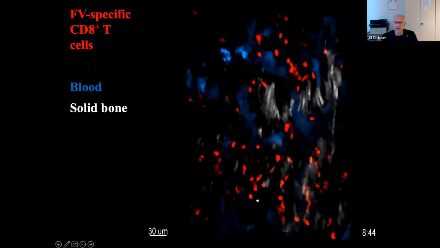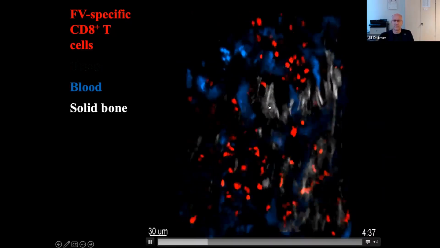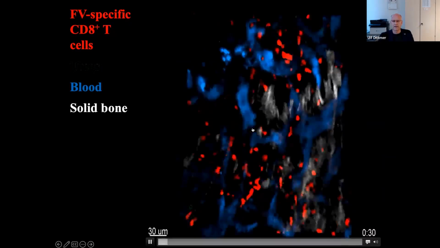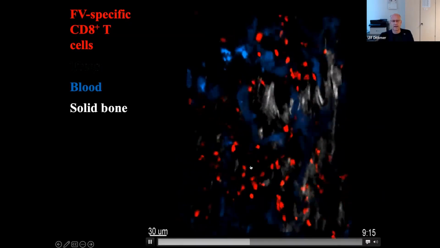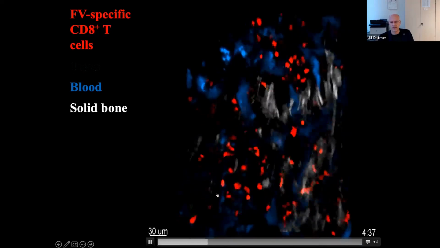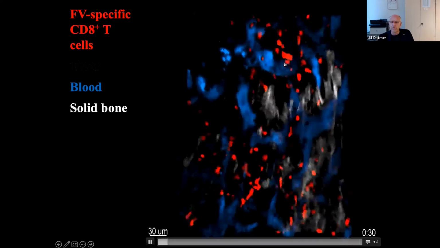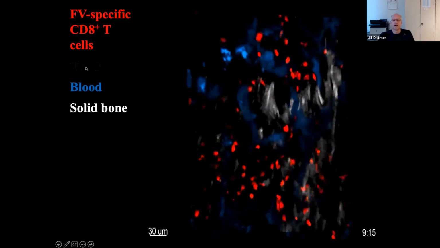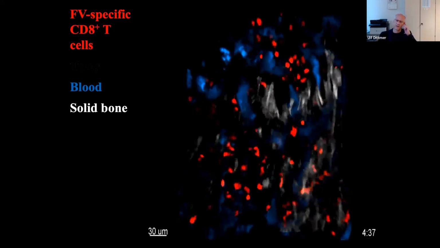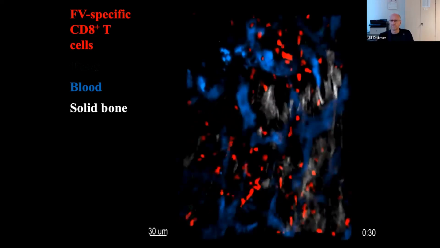So this shows you the imaging: white is the bone, blue is blood in the bone marrow, red are the Friend virus-specific CD8 T cells, and in green, you can only see a few tiny green spots here, are the Tregs. They are not fully labeled, they are only labeled in their membrane. That's why they are more difficult to see.